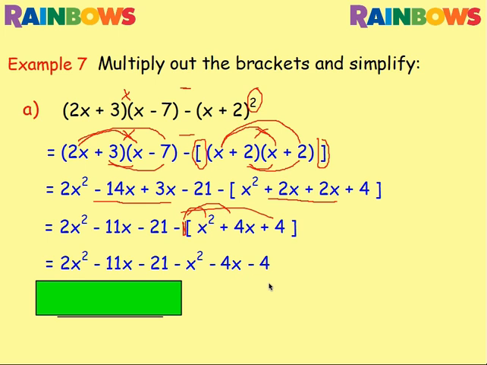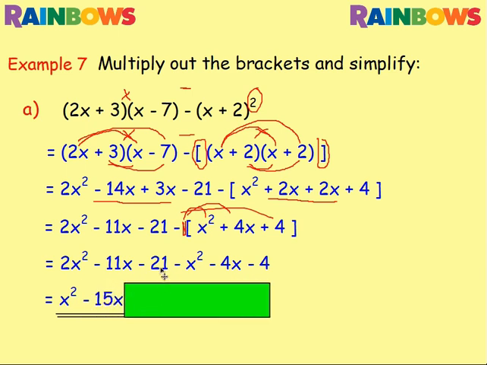After you've done that, what do you do next? Simplify. You do indeed, yeah. So just look at how many x squared you've got. 2x squared take away 1x squared is 1x squared. With the x's, take away 11x, take away 4x is take away 15x. And number-wise, negative 21 take away 4. Is that negative 25? It is, yeah, because you're going further down into the negatives. Woo! Can we do another one like that?